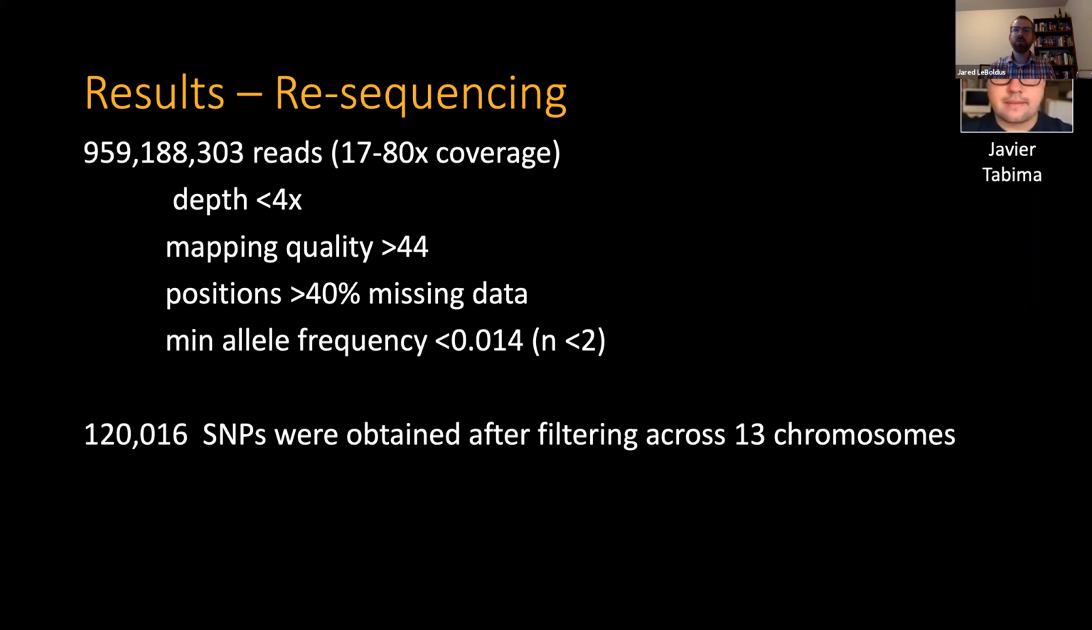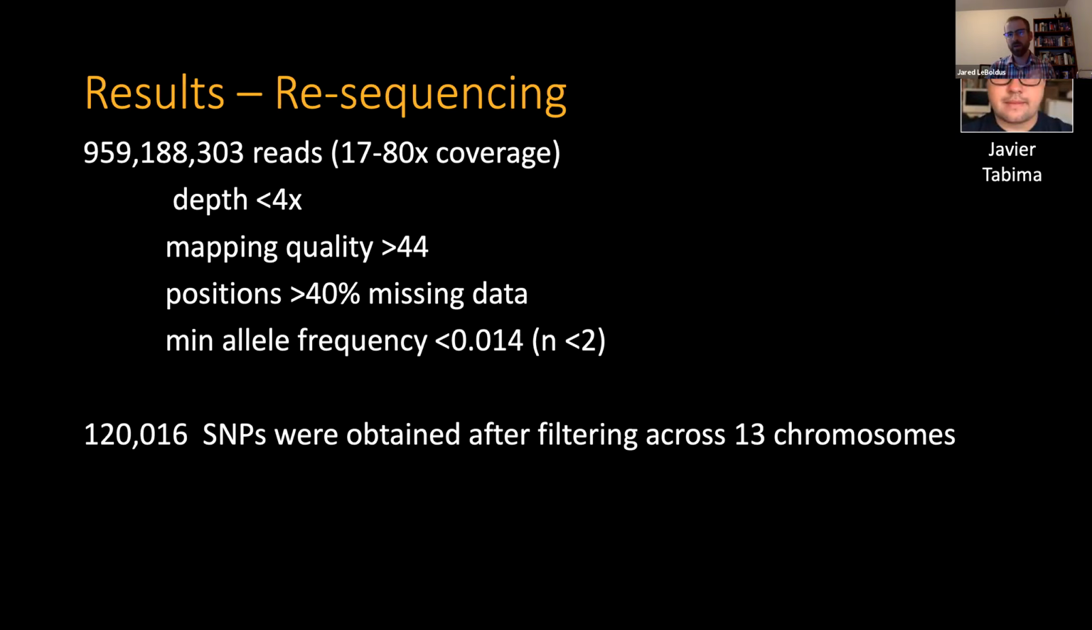So just to summarize the results from the resequencing effort. There were almost 900 million reads that were sequenced. And each of the isolates or individuals had a depth of coverage ranging from about 17 to 80x. And then once we had all this data, the next step was to filter it. And so I have highlighted here in the right-hand corner Dr. Javier Tabima, who is the first author on this paper and basically handled the majority of the bioinformatics work and the population genomic analysis.